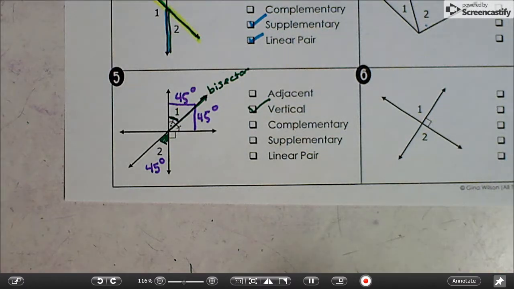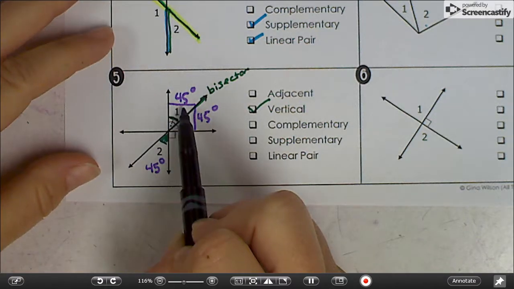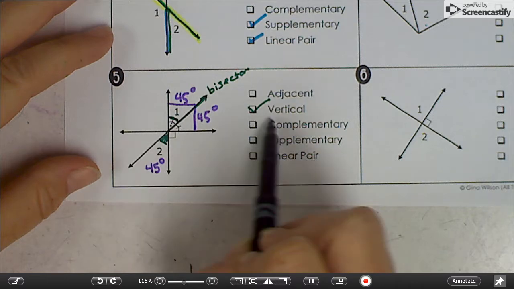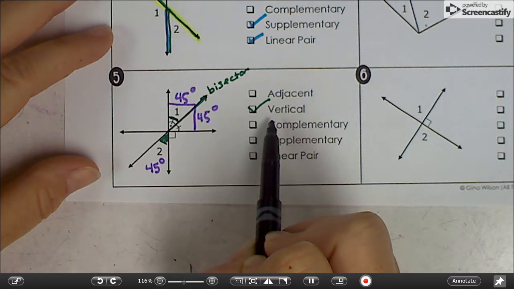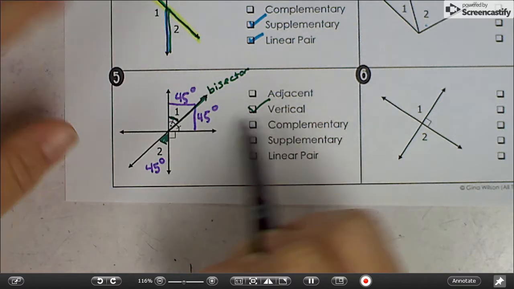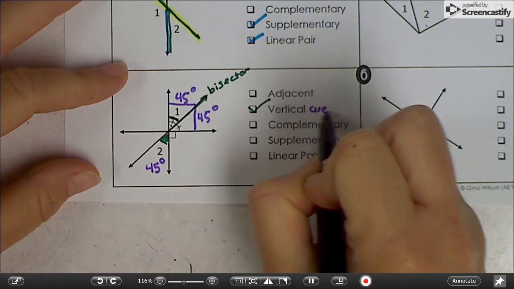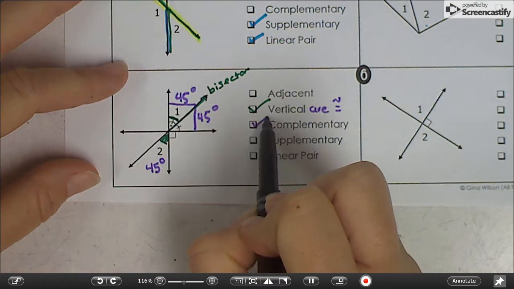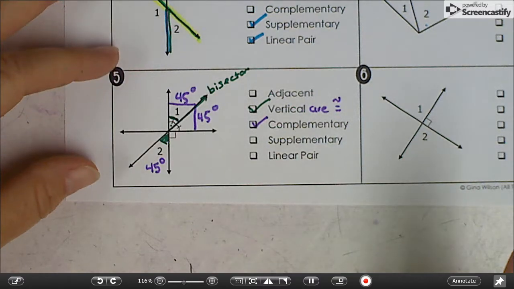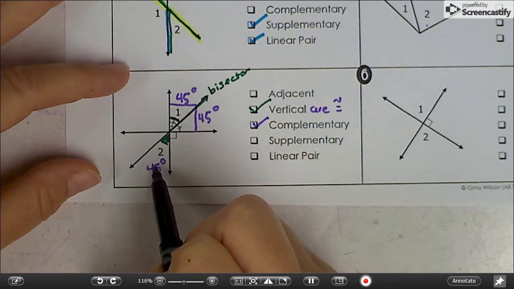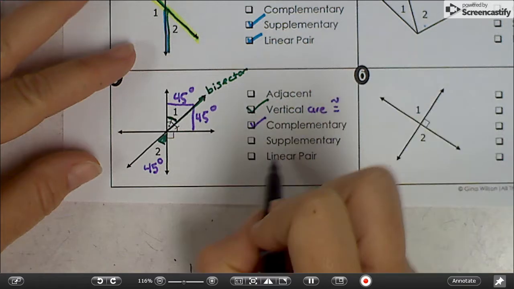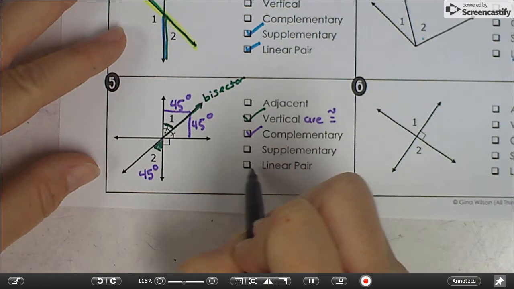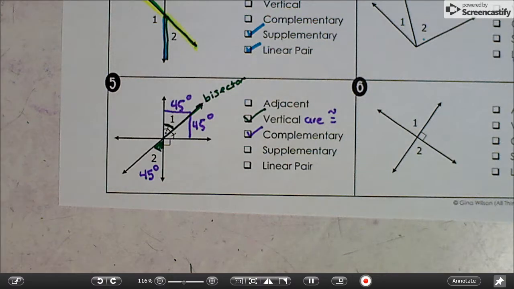So what I was just saying was that if angle 1 is 45 degrees, angle 2 has to be 45 degrees because we decided that they're vertical angles. So that's how vertical angles are congruent. And actually, they are complementary also, these two, not because they're vertical, but because 45 plus 45 is 90. They're not supplementary because they add up to 90, not 180. And they're not a linear pair because they don't form a line.